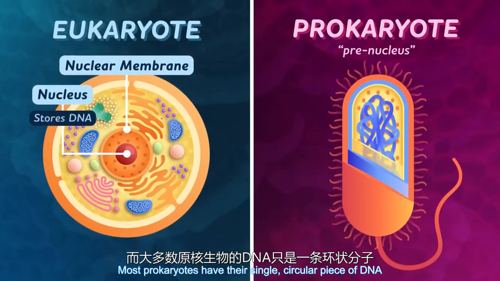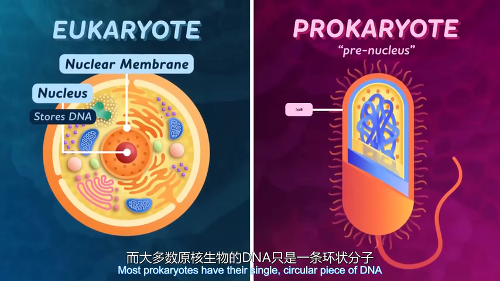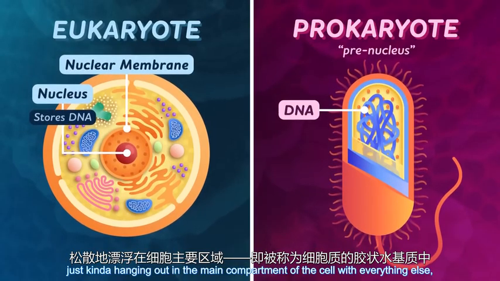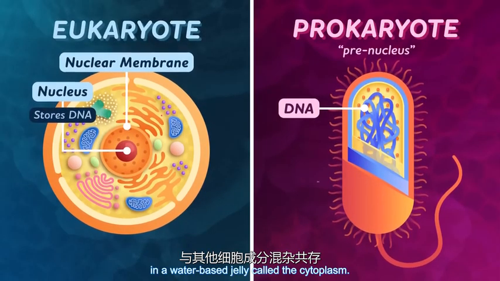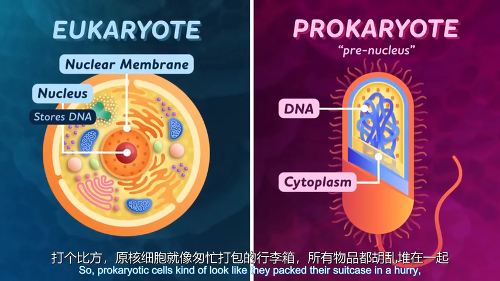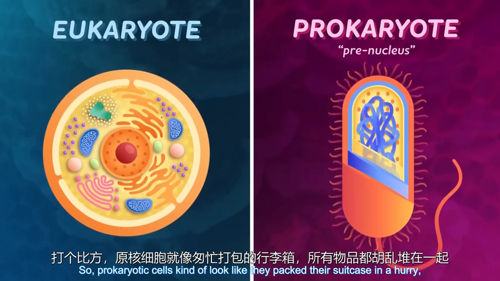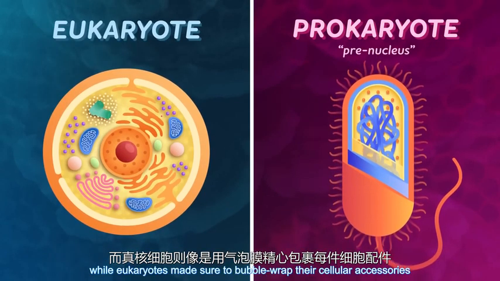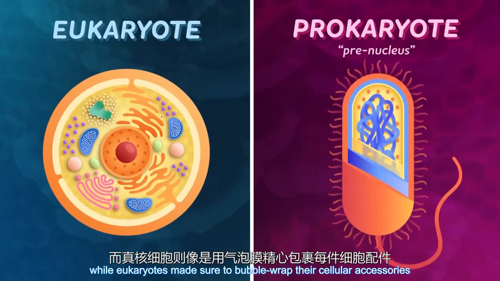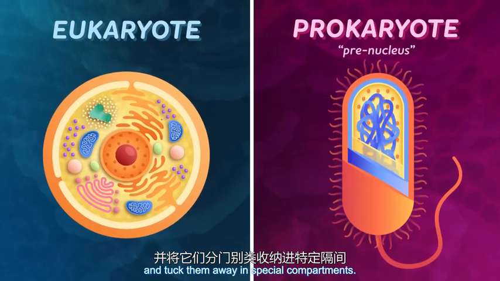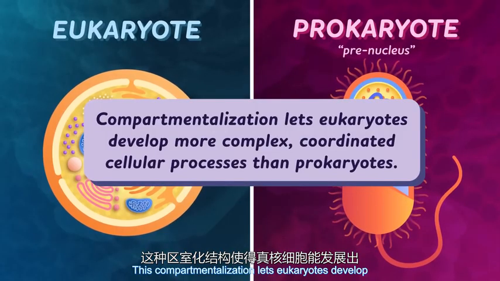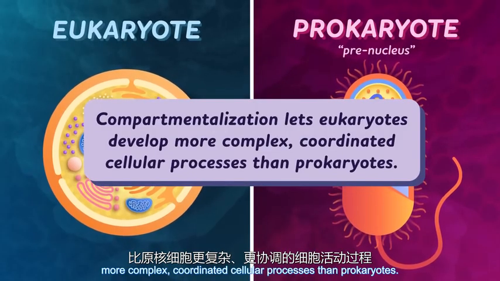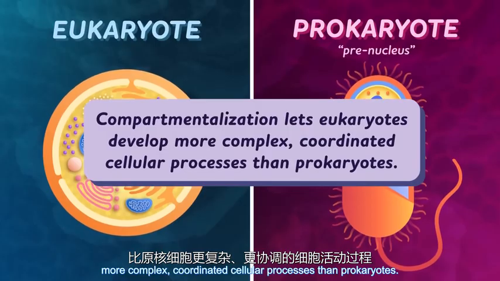Most prokaryotes have their single circular piece of DNA just kind of hanging out in the main compartment of the cell with everything else in a water-based jelly called cytoplasm. So prokaryotic cells kind of look like they packed their suitcase in a hurry, while eukaryotes made sure to bubble wrap their cellular accessories and tuck them away in special compartments. This compartmentalization lets eukaryotes develop more complex, coordinated cellular processes than prokaryotes.